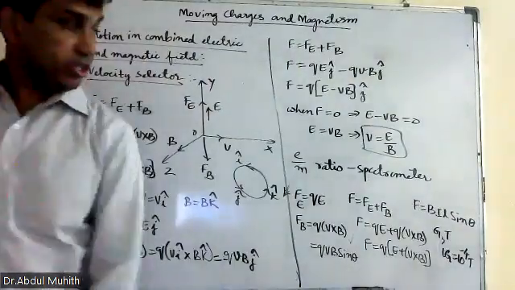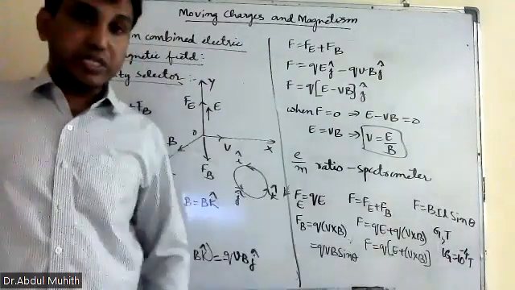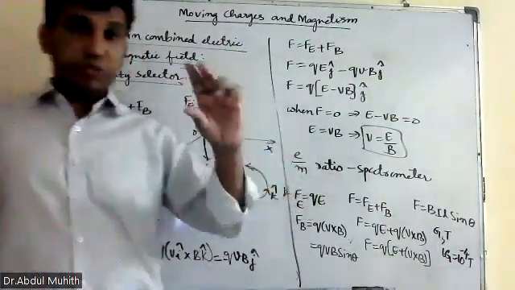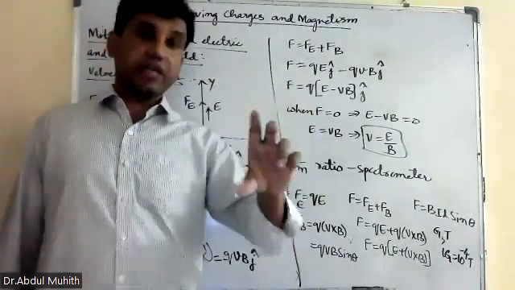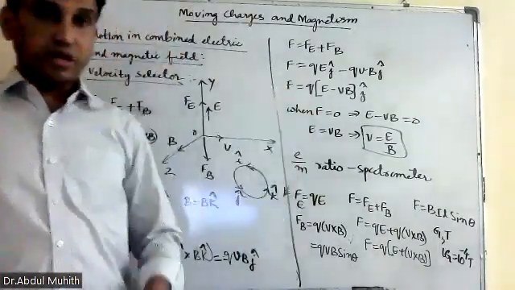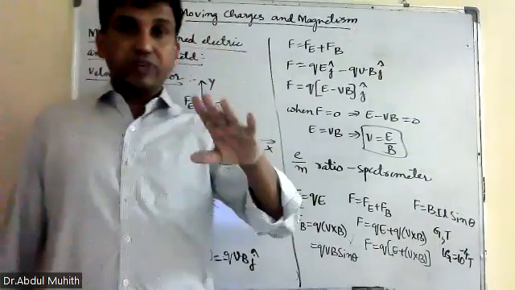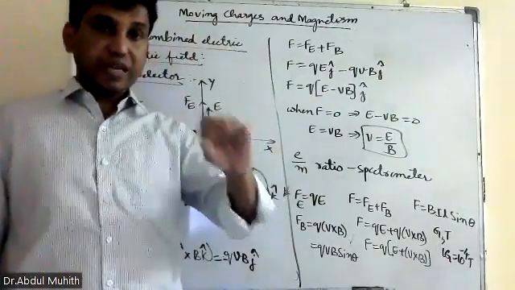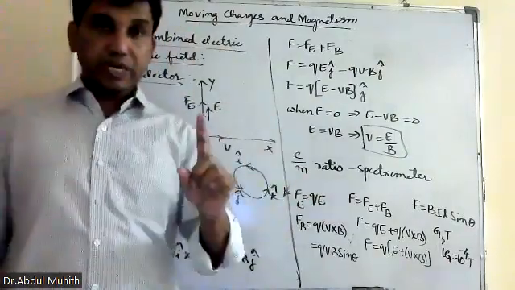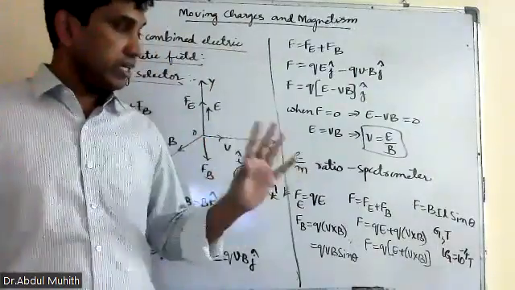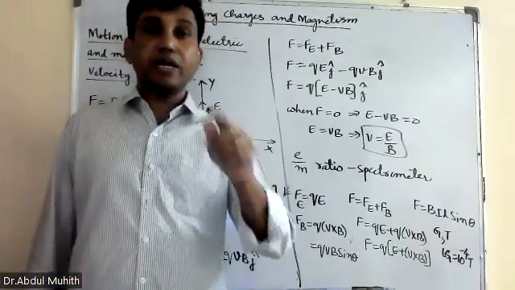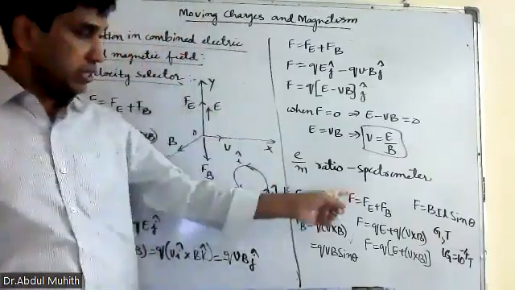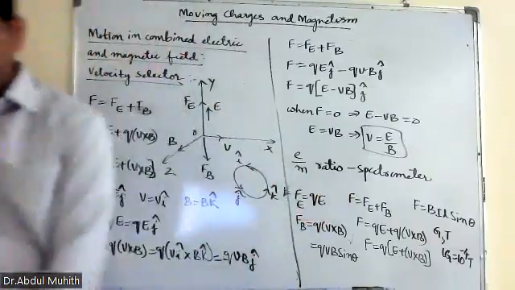Next one. So here, what is the formula? F is equal to BIL sin theta. L is the length of the conductor. How much portion of the current carrying conductor is placed in the magnetic field, not the whole conductor. That is L. I is the current, B is the magnetic field, and theta is the angle between the current carrying conductor and the magnetic field. So F is equal to BIL sin theta.